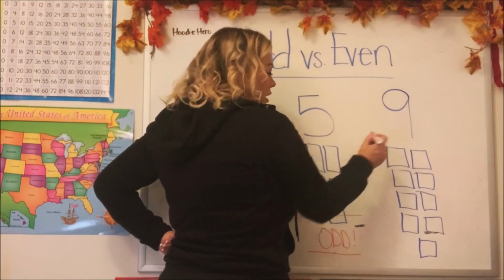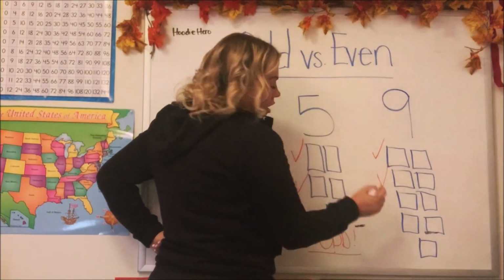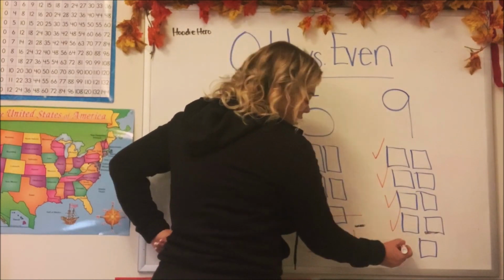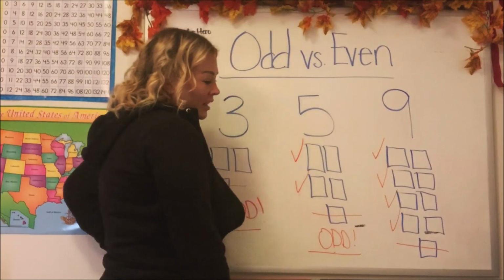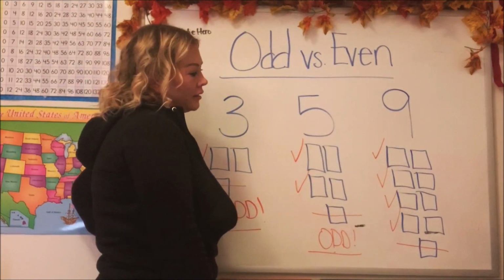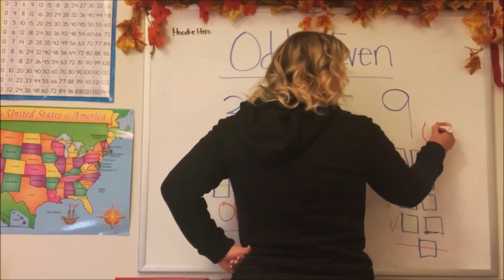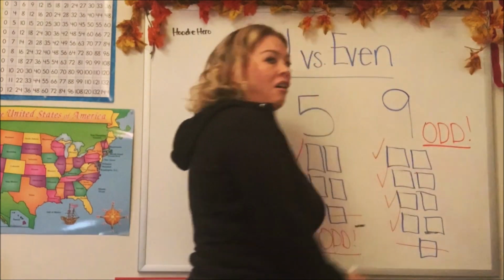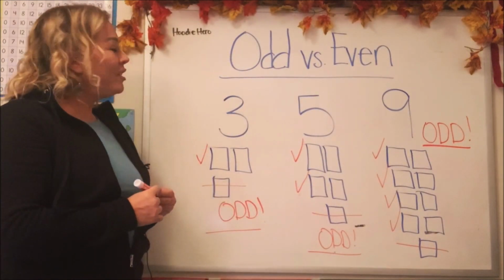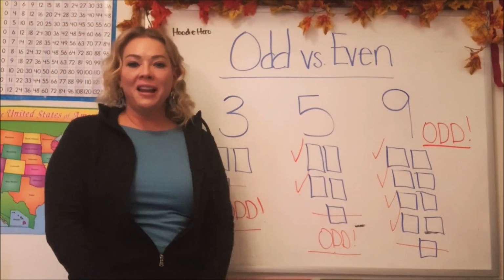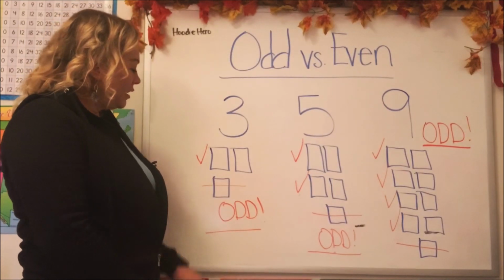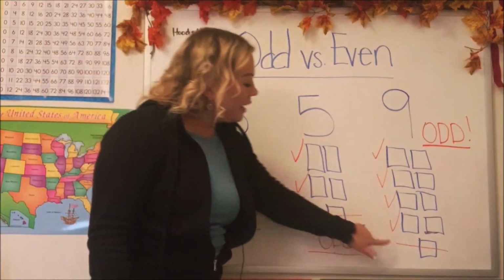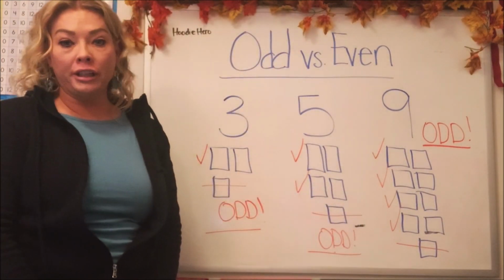We've got partners here, partners here, partners here, lots of partners, partners here. Oh no, wah, wah. The last one doesn't have a partner. That means 9 is odd as well. They were all odd, guys. None of them were even, were they? No. But look, we could tell by looking at the blocks because there was always one left over. Not every block had a partner, did they?